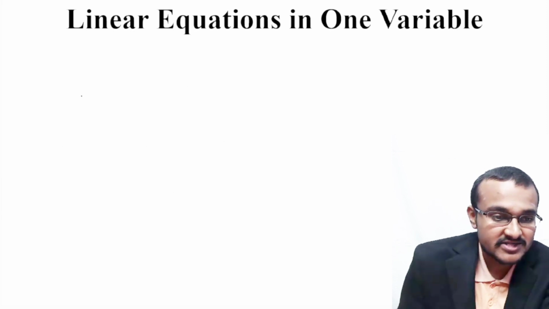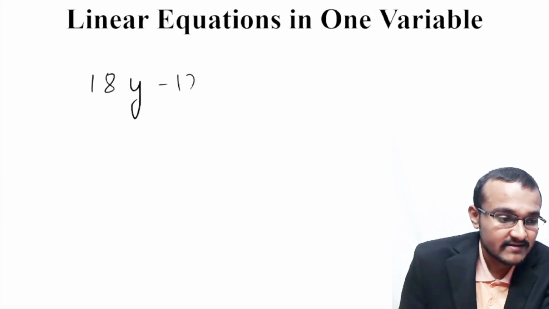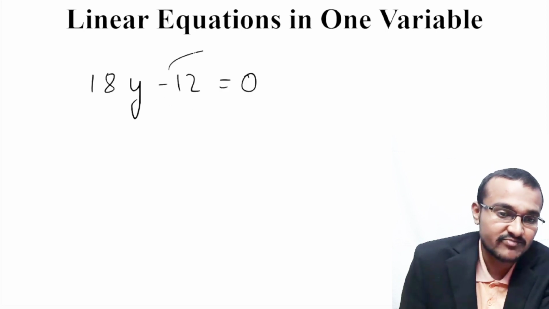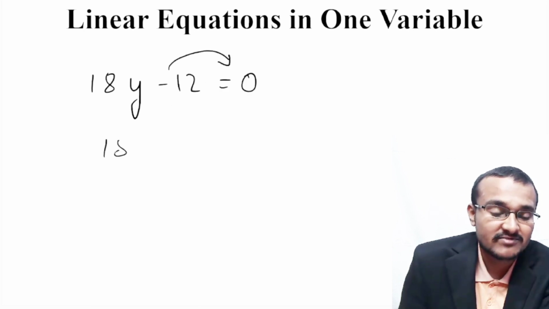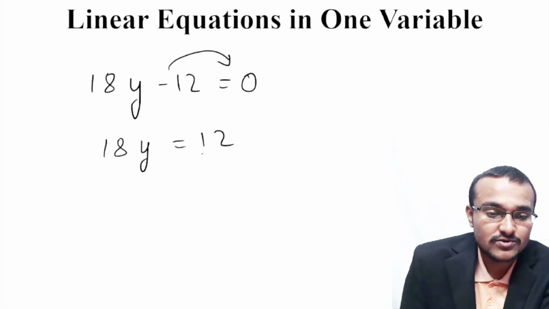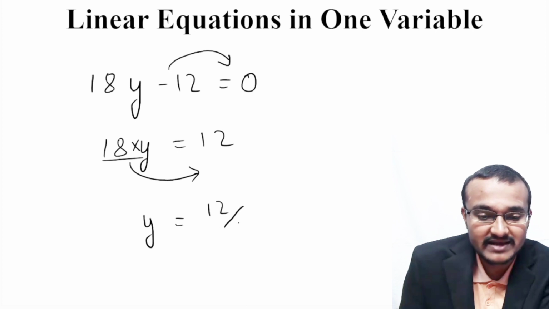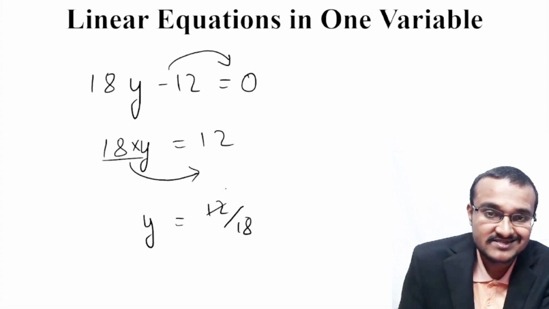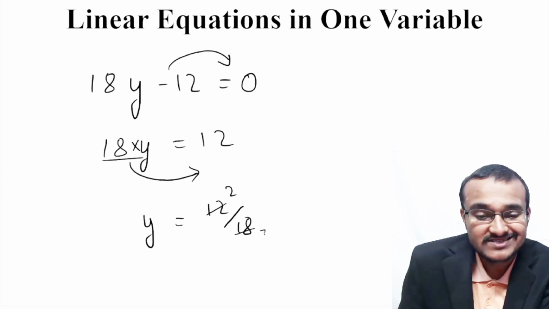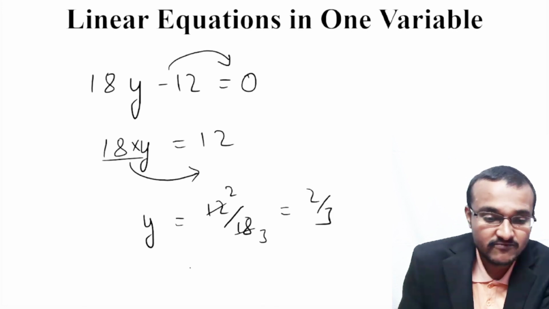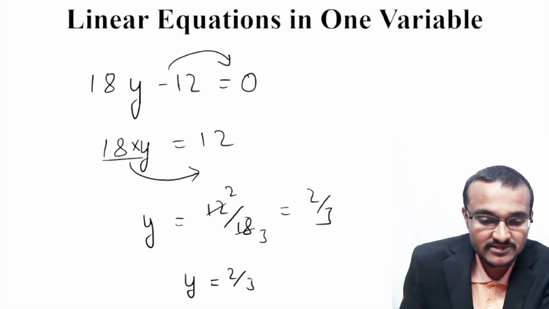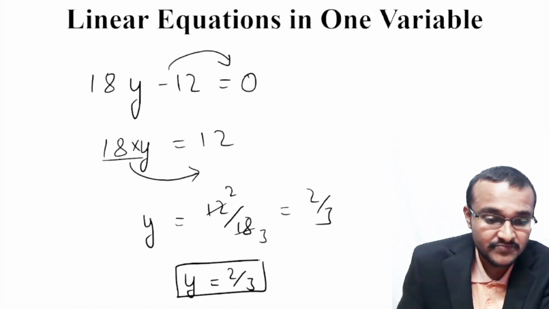Now I will write this equation: 18y minus 12 is equal to 0. If you solve this equation, bring this minus 12 to the RHS. So that will become plus 12. So 18y is equal to 12. Now here it is into 18, so when you bring this to the right hand side, multiplication will become division. So y is equal to 12 by 18. Here 6 2s are 12, 6 3s are 18. So 2 by 3. So the value of y is 2 by 3. So when you solve this 8th question, you will get the answer as 2 by 3.